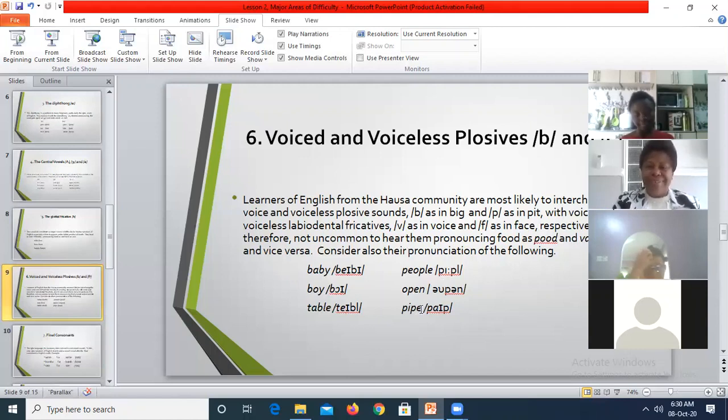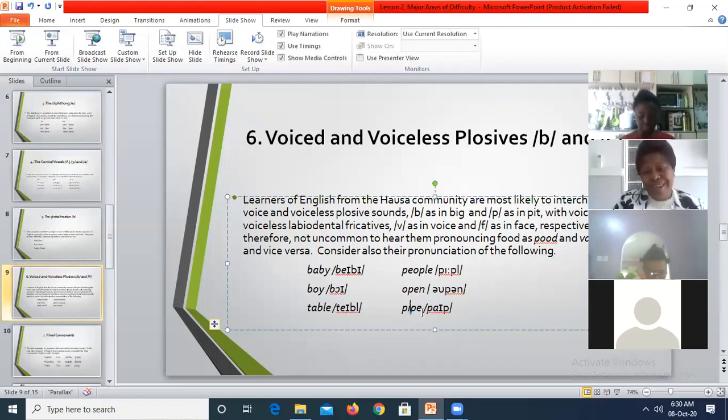Pipe. Pipe. Yeah, when you listen attentively to Hausa speakers of English, you are likely to hear them pronounce people as fearful. That pronunciation is wrong, and you must not imitate it. Sometimes they will call open by a wrong sound and pipe as five. These are wrong pronunciations in themselves, and none of my students should give attention to such pronunciations. Your own pronunciation must be perfect, okay? Yes, sir. Good. So we move on.